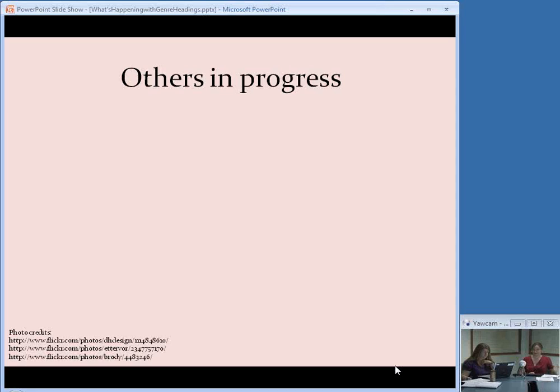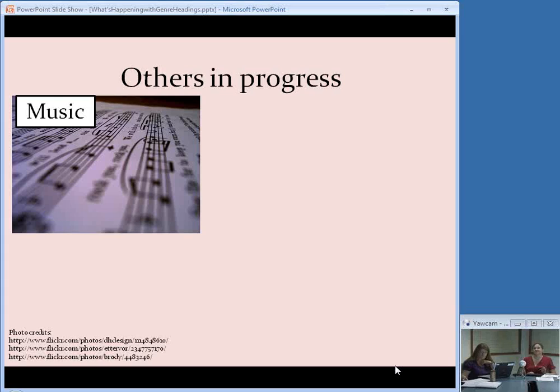Now there are other categories that are in progress. Music is being worked on right now, and I believe these are terms both for printed sheet music and for recordings of music. Somebody who knows more about music cataloging could correct me if I'm wrong, but I think that is the case. It is in progress right now. I've heard that no earlier than 2012, so I guess it could be later than 2012, that they will be officially issued and able to be used, but they are in progress.